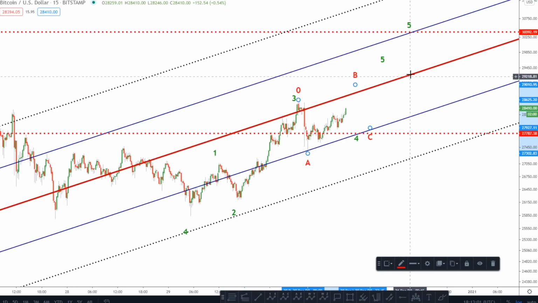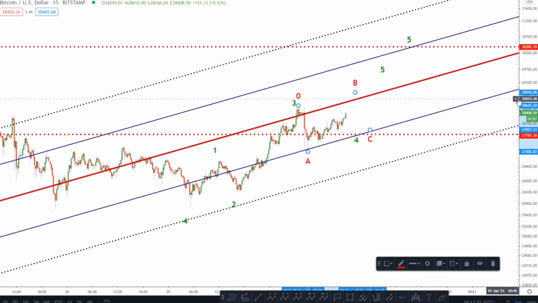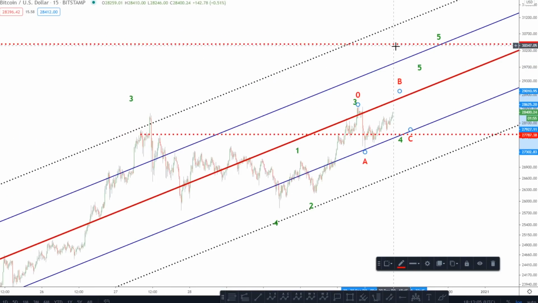As I say, the target that I'm looking at was around 30,300, 30,392 exactly. If you go off my previous videos where we look at the high time frame counts, that was looking at the Fibonacci projection of the major ABC running flat, where we get that resistance at 30,377. So that's where I see us going into.